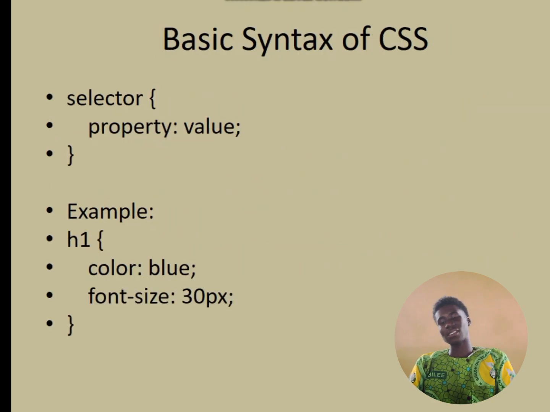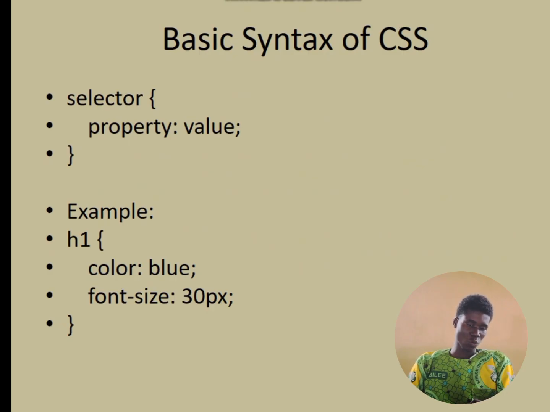Next, the basic syntax of CSS. CSS has basic syntax like selectors. CSS uses selectors to select the HTML tag that you want to design. As you can see from the screen here, we have an example. In this example, we are selecting the heading 1 to change the color to blue and the font size to 30 pixels.